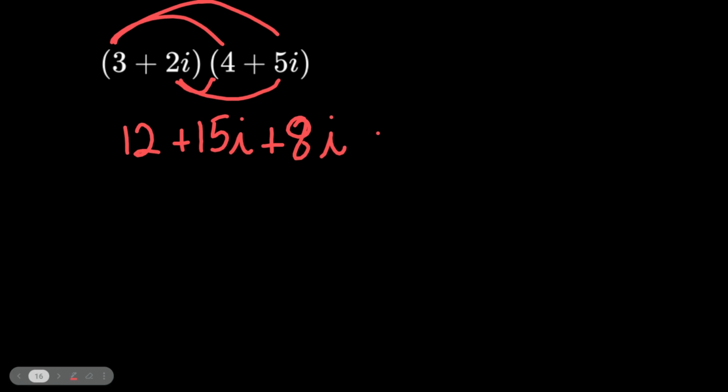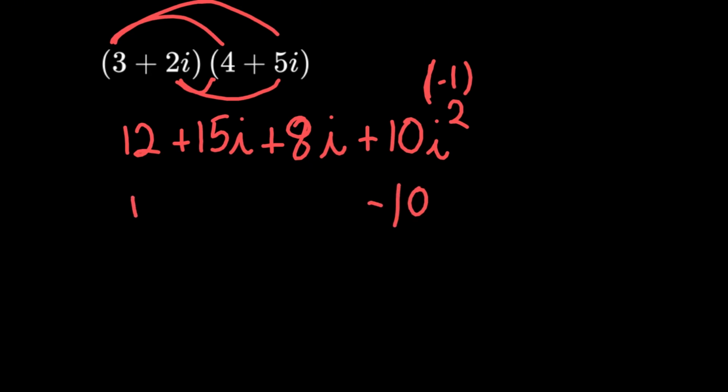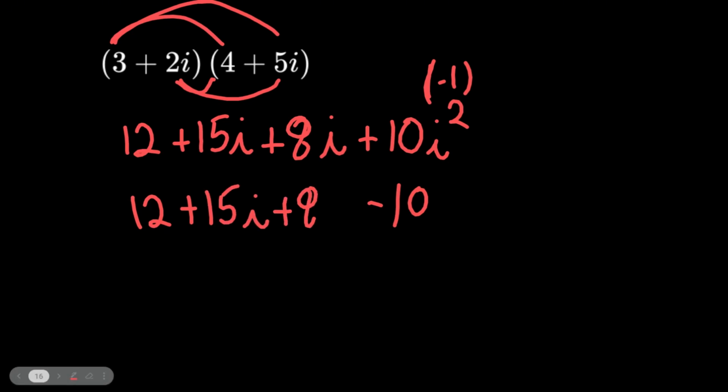2i times 5i. We'll just treat it like we do with variables. We're left with 2 times 5, which is 10, and i times i, which is i squared. So, wait, what was i squared again? i squared is negative 1. So what's negative 1 times 10? Should be negative 10. So I just have 12 plus 15i plus 8i minus 10. And when I combine like terms, I'm left with 2 plus 23i.